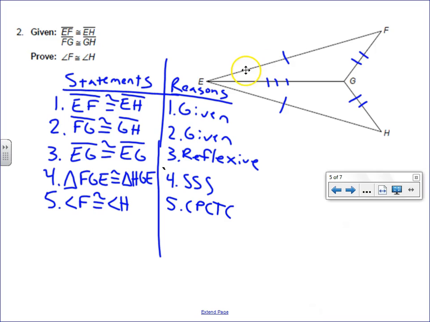Then I can see that there are two different triangles and EG is in both triangles, so I can say EG is congruent to EG by the reflexive property. Now I have three sides congruent, and when I have all three sides congruent, the triangles are congruent by side, side, side congruence. So make sure I match up corresponding angles, FGE, HGE. You can see the triangles are just reflected across line EG. And then since triangles are congruent, all corresponding angles are congruent. So angle F would be congruent to angle H, because corresponding parts of congruent triangles are congruent.